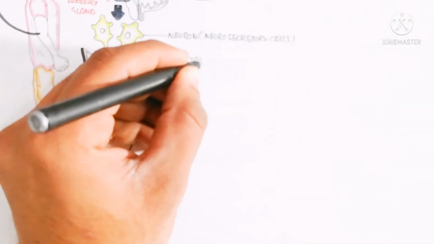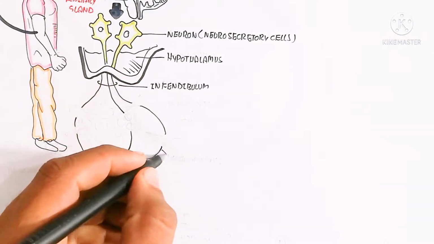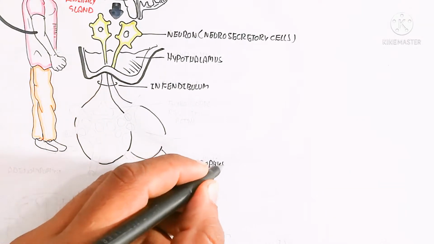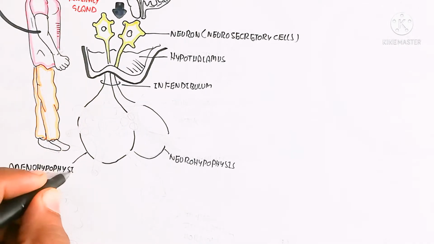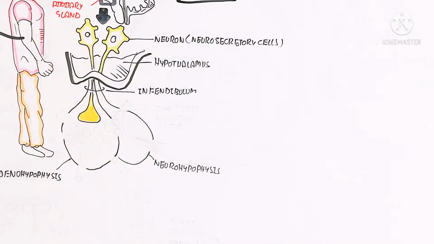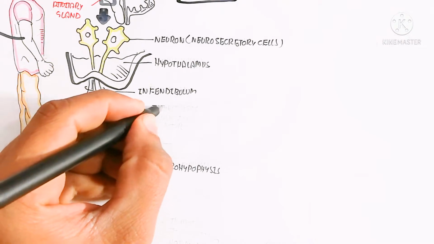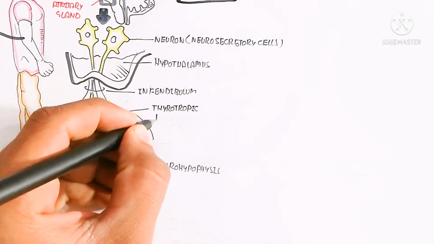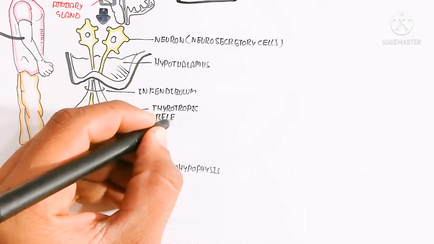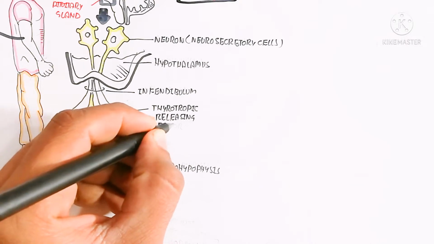the pituitary gland. So here is the pituitary gland, which contains neuro and secretory cells from the hypothalamus, and the infundibulum is here, and here is the neurohypophysis, and this is the adenohypophysis. The adenohypophysis is very important for secretion. The hypothalamus will secrete the thyrotropin releasing factor, which will stimulate the cells of the adenohypophysis of the pituitary, which will then secrete the thyroid stimulating hormone.